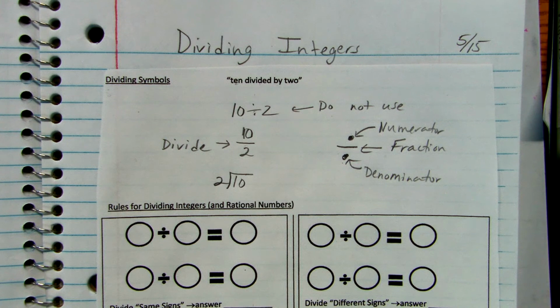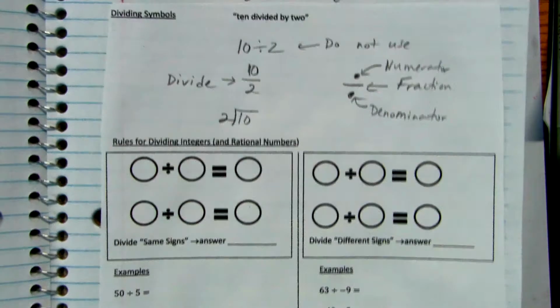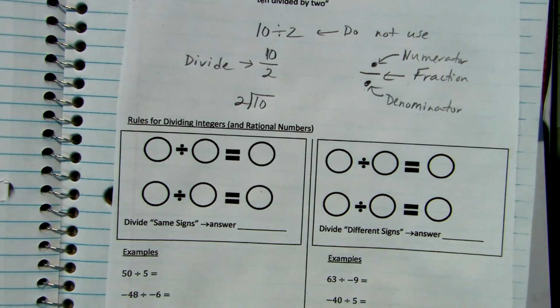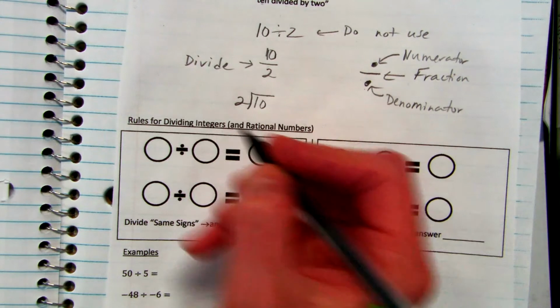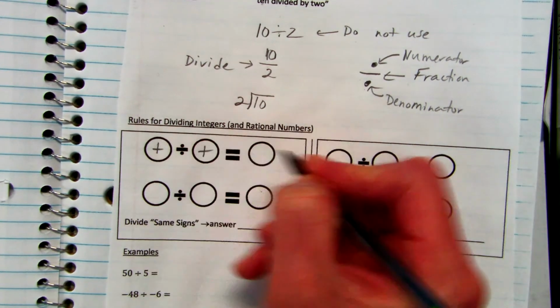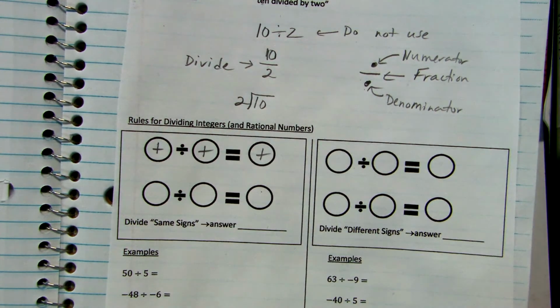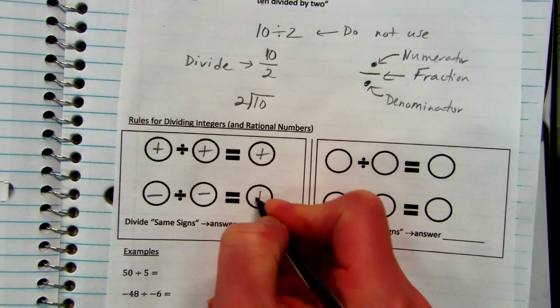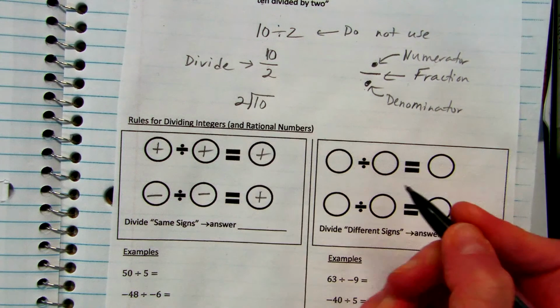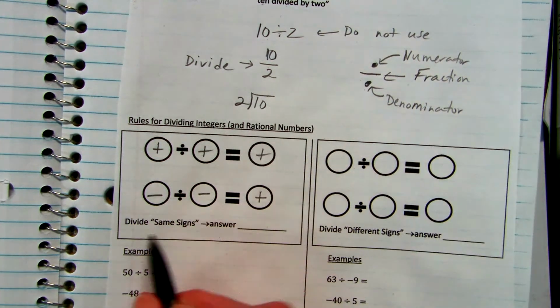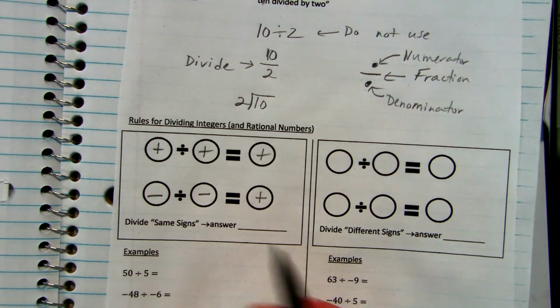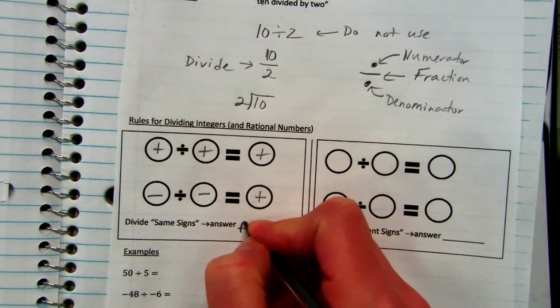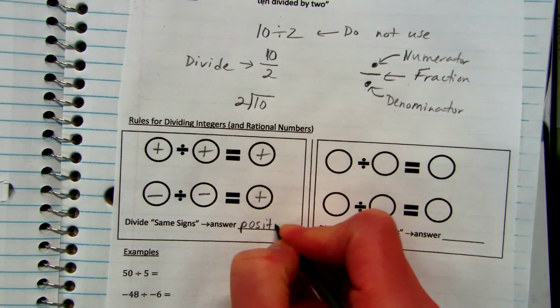Okay, so the thing about integers is that some of them are negative. So we're going to talk about rules. It's basically the same as multiplying. If I have a positive divided by a positive, I get a positive. And if I have a negative divided by a negative, I get a positive. It's like the 2 negatives cancel out. So when you divide, same signs, your answer is going to be positive.